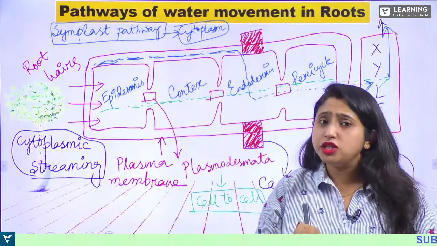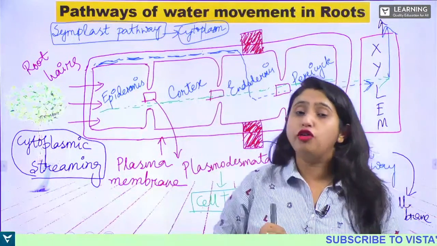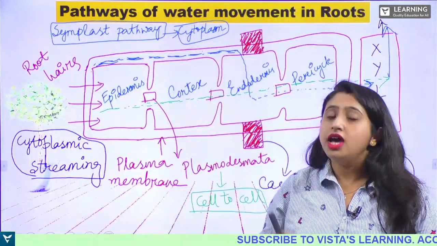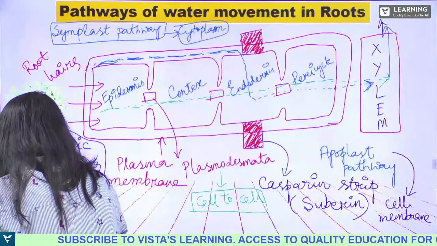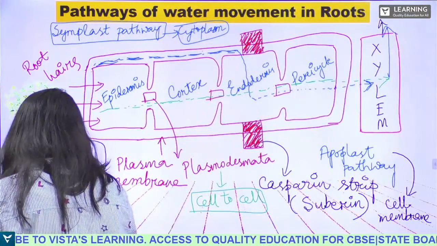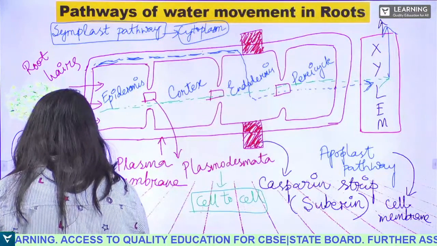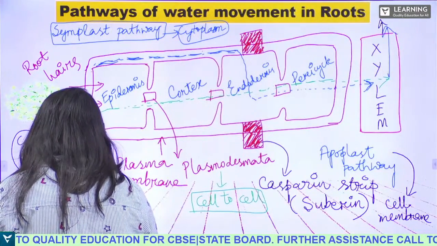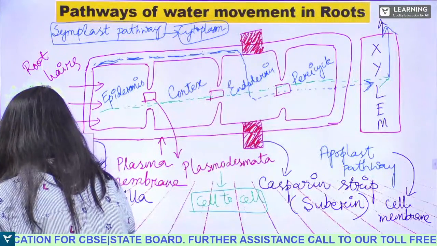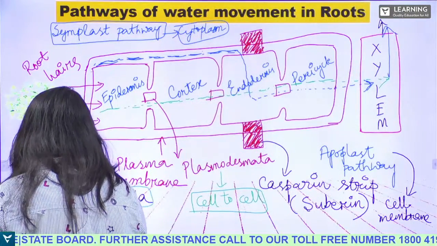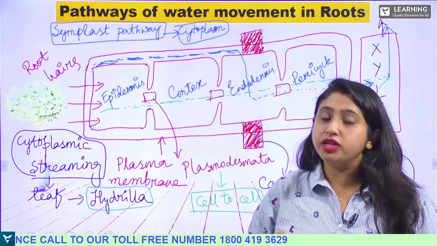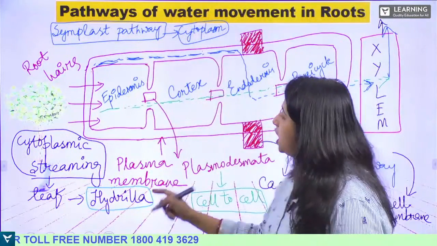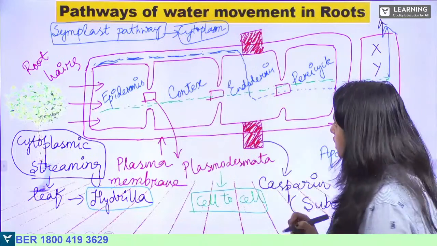This cytoplasmic streaming can be seen in the leaf of Hydrilla. Where can it be seen? In the leaves of Hydrilla. The cytoplasmic streaming can be seen during the Symplast pathway. During the Symplast pathway, cytoplasmic streaming is seen in the leaves of Hydrilla. Is that clear?